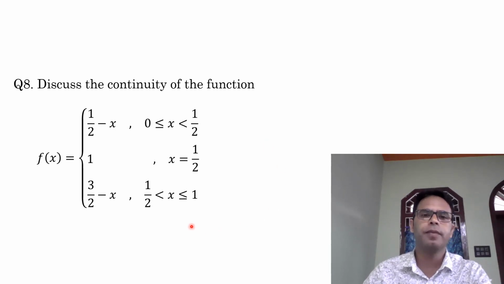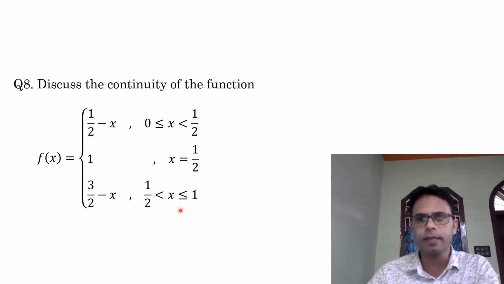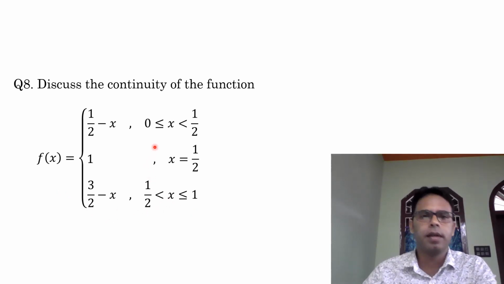And the third point is x is equal to 1, this x less than 1, this one, and x equal 1, both the statements for this line, this one. So therefore the possible points of discontinuity are 0, half and 1.